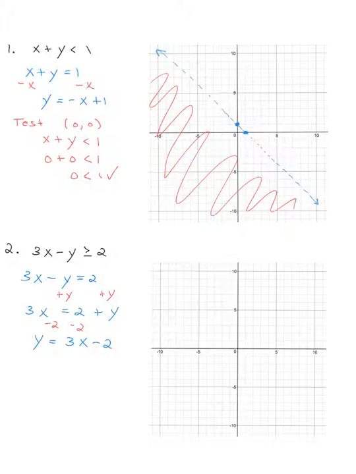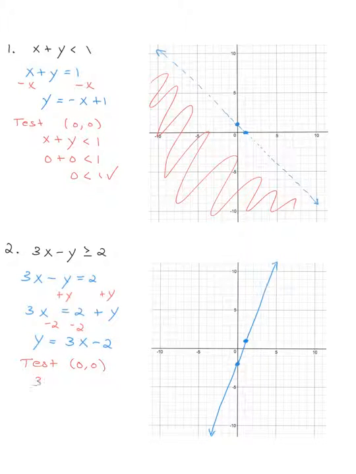The y-intercept is at (0, negative 2). The slope is 3, or if we go over 1 and up 3, we get a second point, and I'll draw a solid line between these. This line represents the barrier. Again, I can use (0, 0), that's the most obvious choice.